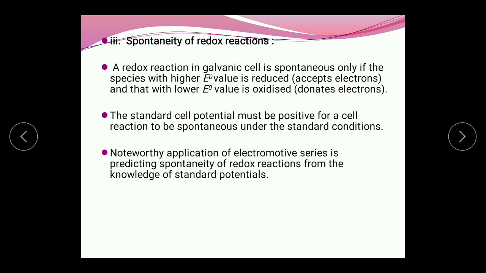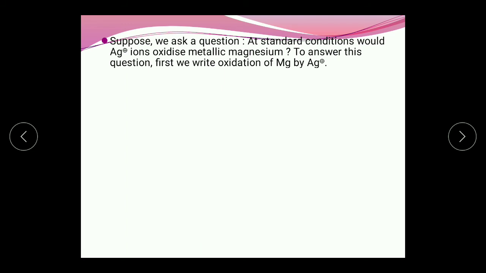The application of this series is for the prediction of spontaneity of redox reaction from the knowledge of standard potentials. Now, we'll take one example. For example, suppose a question is asked like this. At standard conditions, would Ag plus ions, because it is a metal, Ag plus ions can oxidize metallic magnesium?